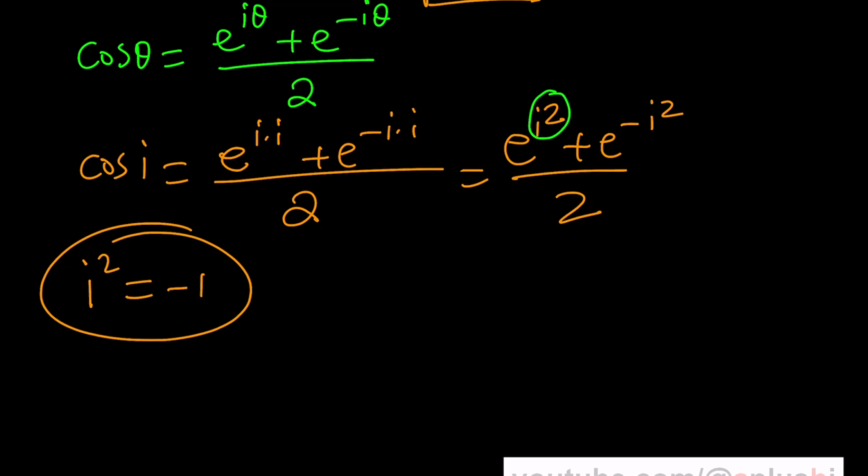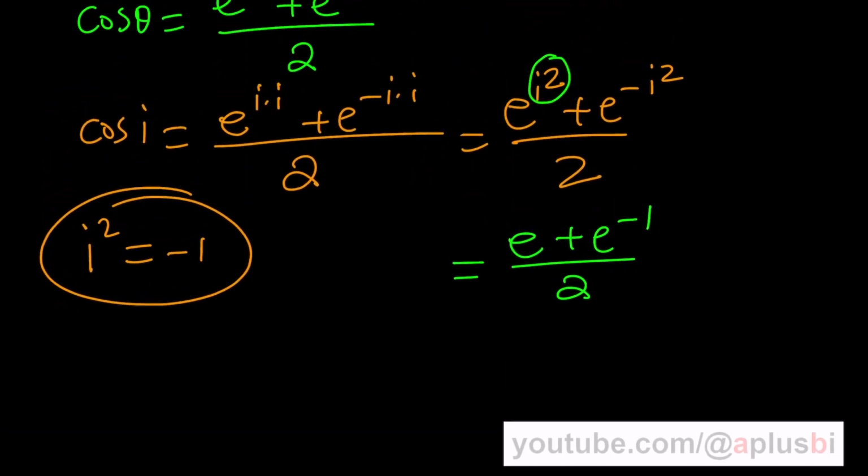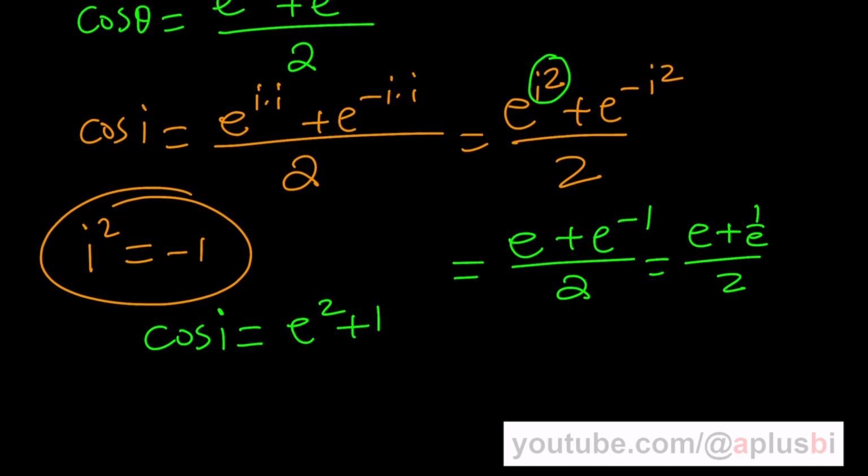If you plug it in, you're going to get e to the power 1 plus e to the power negative 1 divided by 2. I didn't write the 1 because it's the same as e. And now I have the following. This can be written as e plus 1 over e divided by 2. If you make a common denominator or multiply the top and the bottom by e, you're going to get, for cosine of i, e squared plus 1 all over 2e.